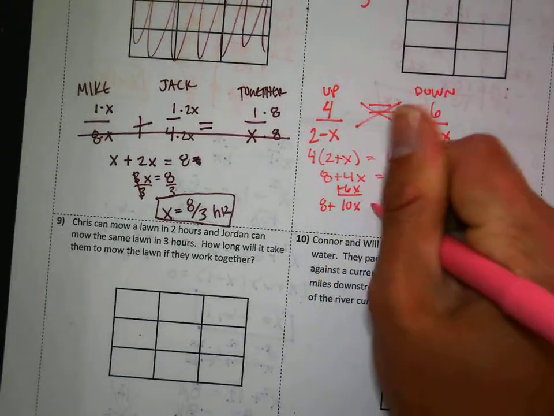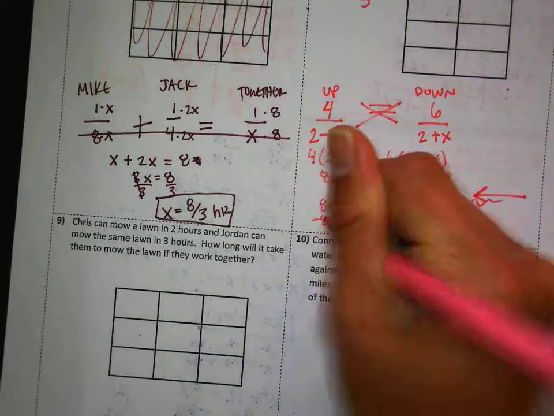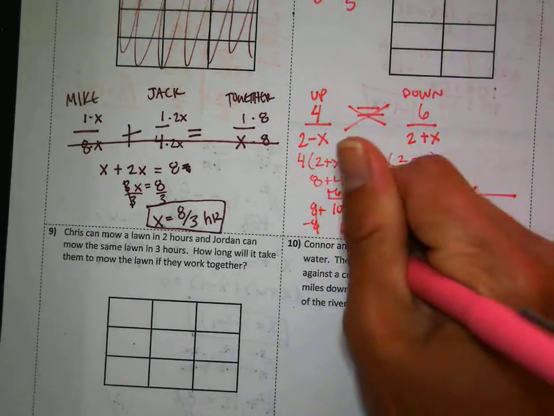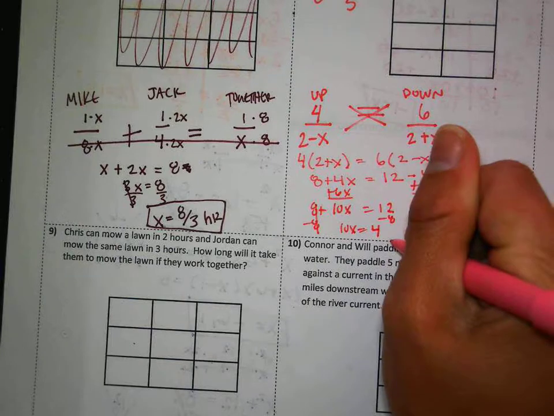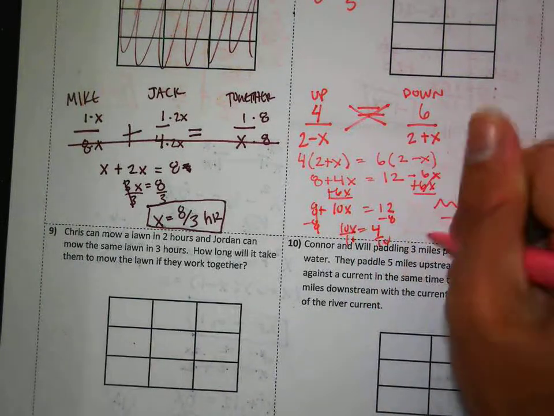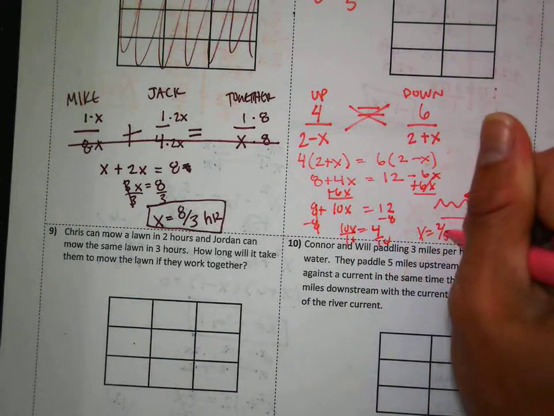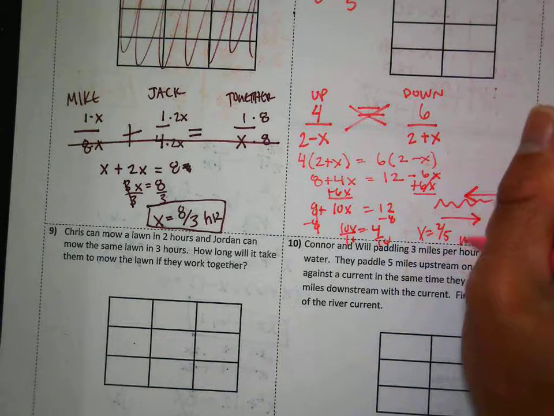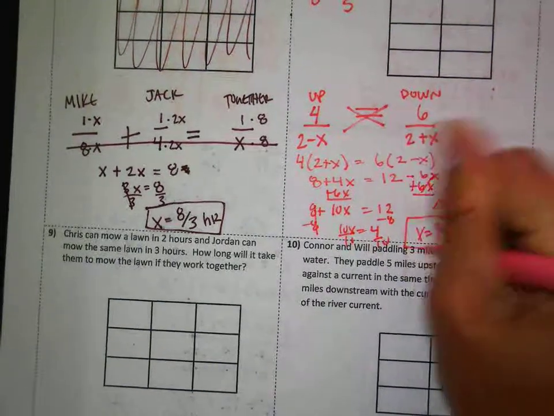All right, so add 6x, add 6x. So I have 8 plus 10x, and then minus 8, minus 8. 10x equals 4. Divide by 10, divide by 10. So 2/5 miles per hour. That's huge.